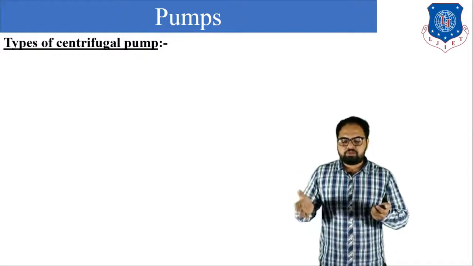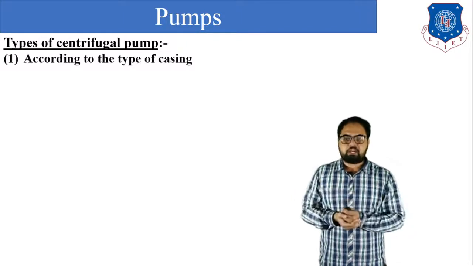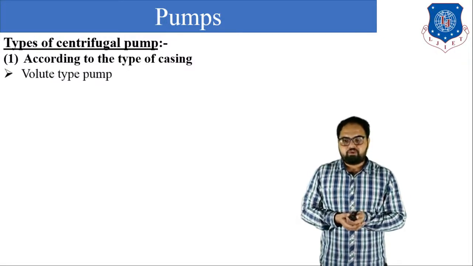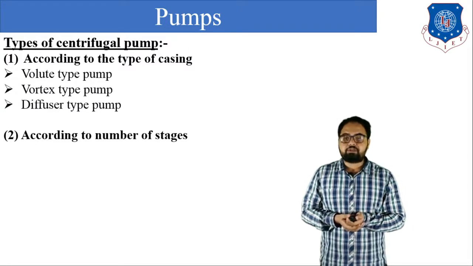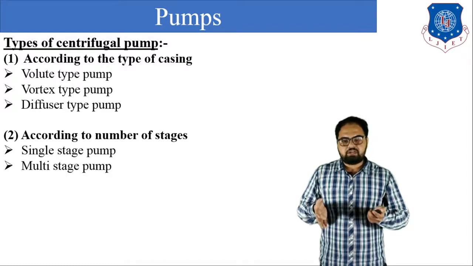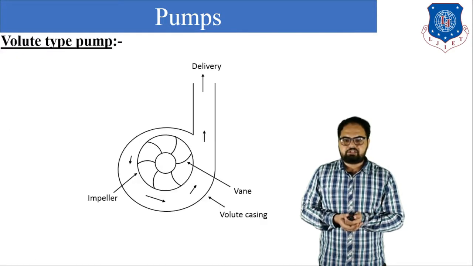Okay. So which are the different types of centrifugal pump? The centrifugal pumps are classified in two ways. The first is according to the type of the casing. According to the type of casing, centrifugal pump is classified into volute type, vortex type and diffuser type centrifugal pump. And according to number of stages, the pump is classified into two categories: single stage pump and multi-stage pump. We will discuss each and every pump in detail. So let's start. First is volute type centrifugal pump.